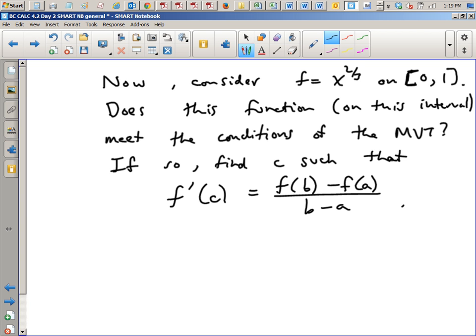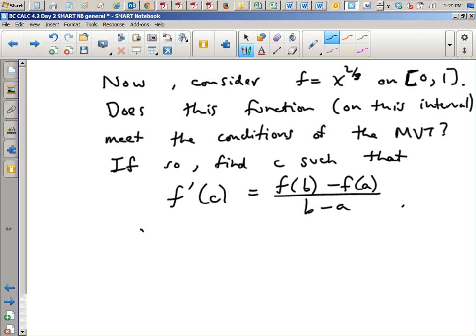Okay, let's look at it again. This time we're only going from 0 to 1. Question or comment? I'll let you finish and then I'll say what. Sure, sure. Okay, so what's going to happen on this example is it will qualify, all right, and then we will find c. Okay, so let's see what happens.